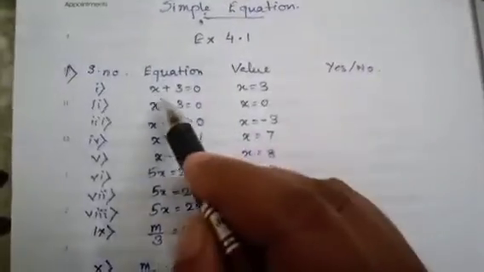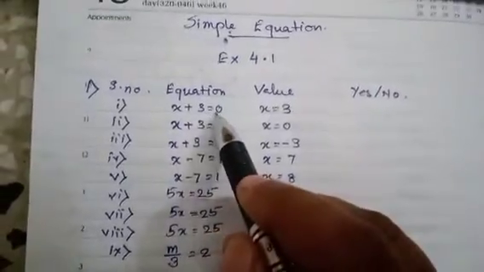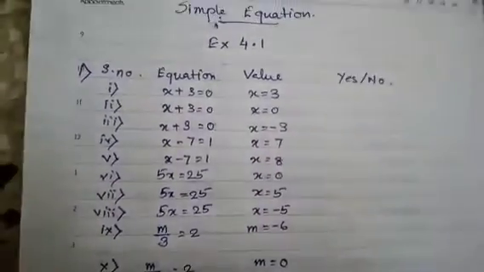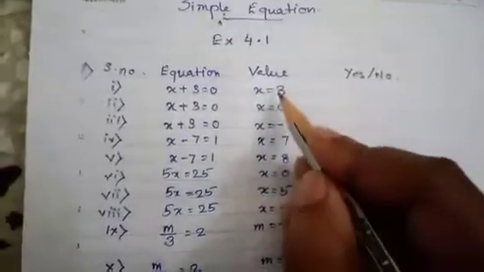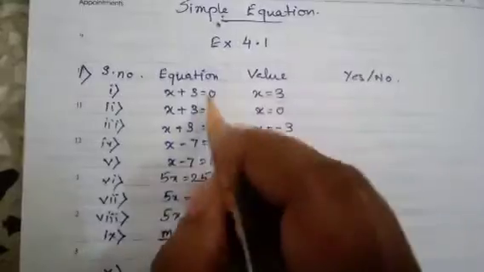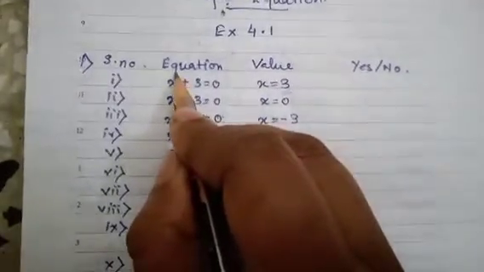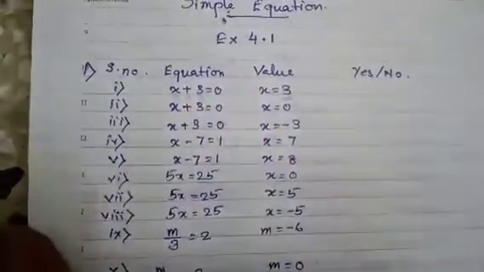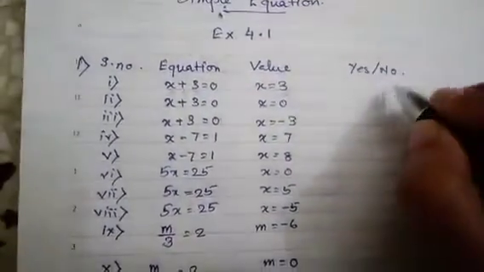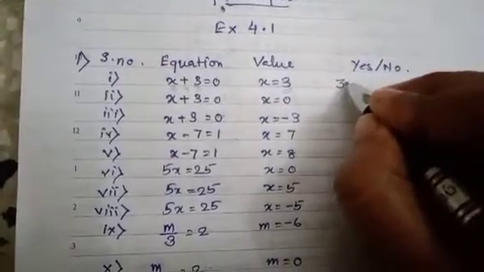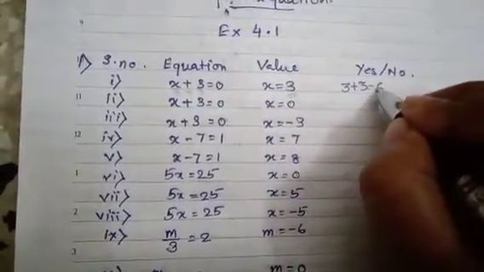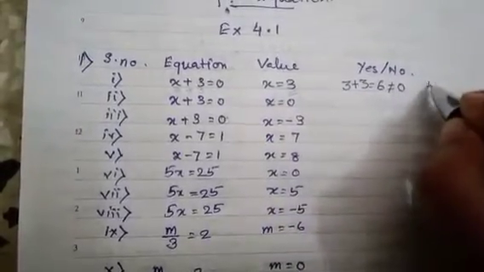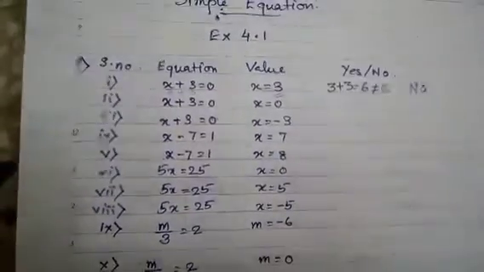So I am having the equation as x plus 3 is equal to 0. I will replace x with 3, the value we have here, so I will be placing 3 in the place of x. So what will this equation become? This equation will become 3 plus 3, right? Which is equal to 6. So as 6 is not equal to 0, what is my answer? Is it a solution? No, it is not a solution.